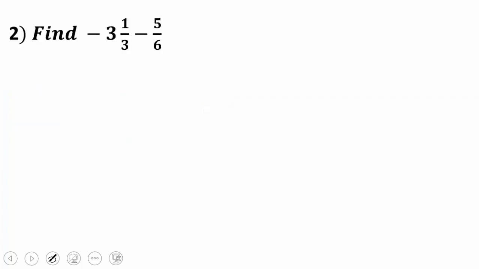Moving right along. Negative 3 1/3 minus 5/6. So here we go. The first thing we're going to do is change to improper. Here's the reason. If I made common denominators, I would end up with negative 3 2/6... 4/6 minus 5/6, and I would then have to borrow. If you want to do that, go for it. Here's the way I like to do it. I'm going to make it improper.